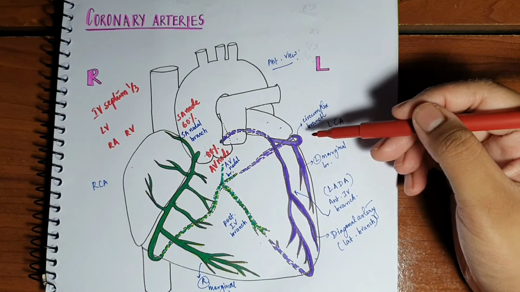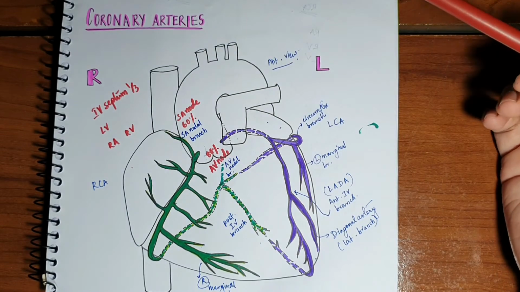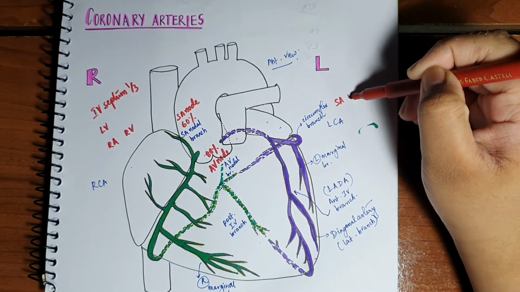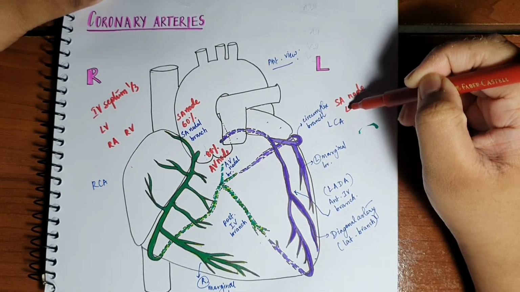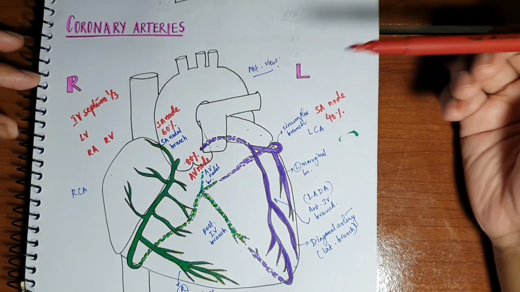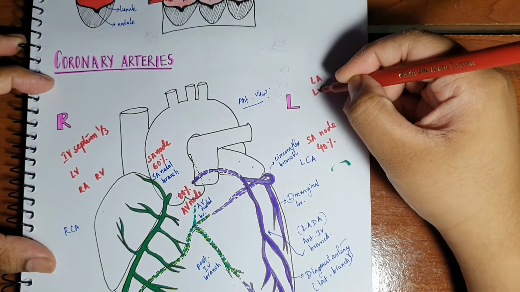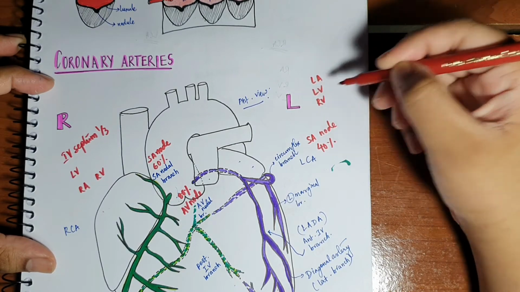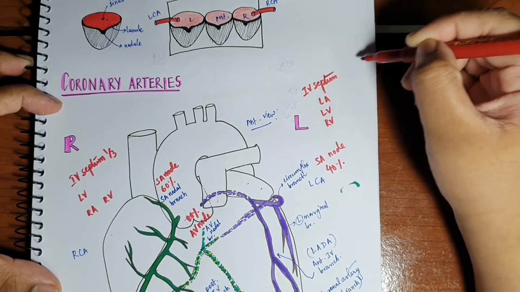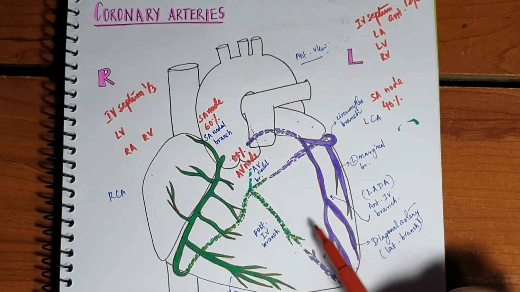Coming to the left coronary artery, it supplies all of the remaining parts which are not supplied by the right coronary artery, and also supplies the SA node in 40% of the people. So if we take into account whatever is missing, the left coronary artery supplies the left atrium, most of the left ventricle, a part of the right ventricle, and the interventricular septum, which would be the anterior 2/3. So this is the arterial system of the heart.